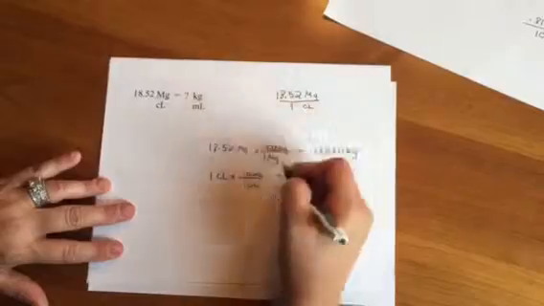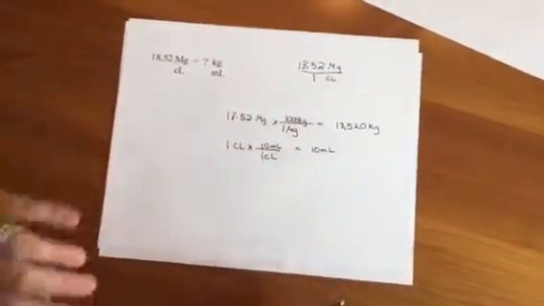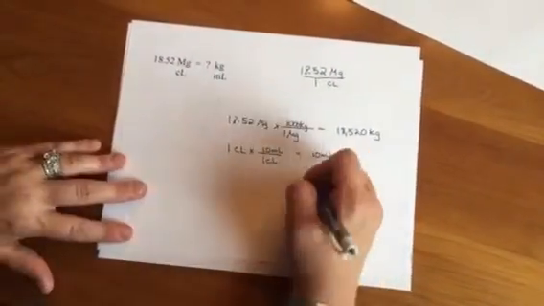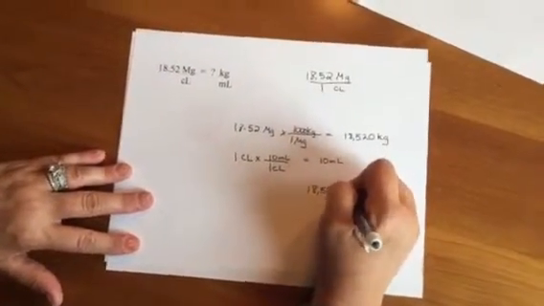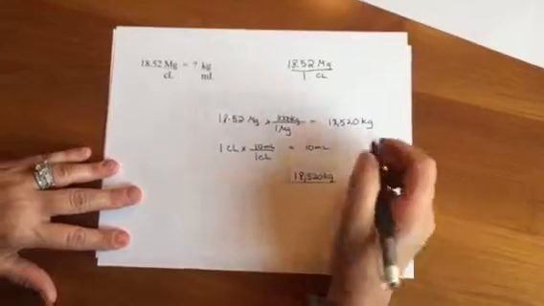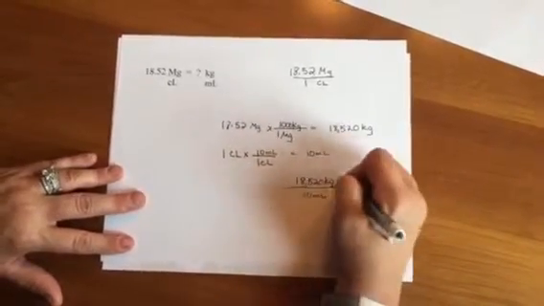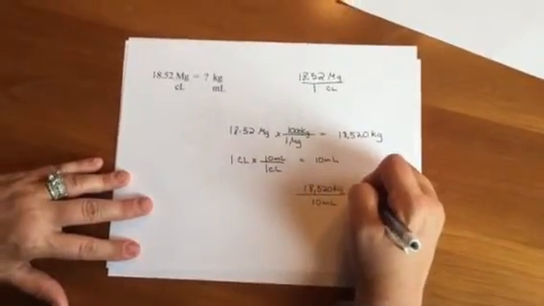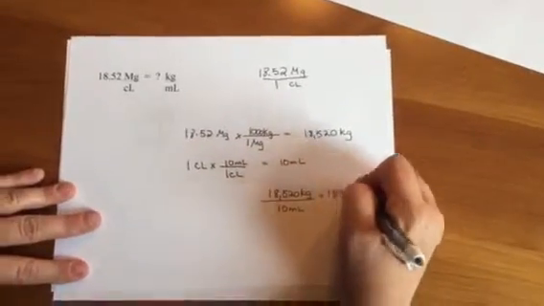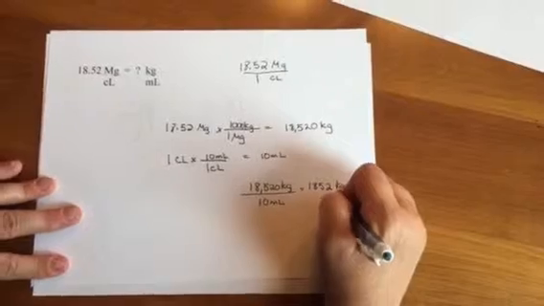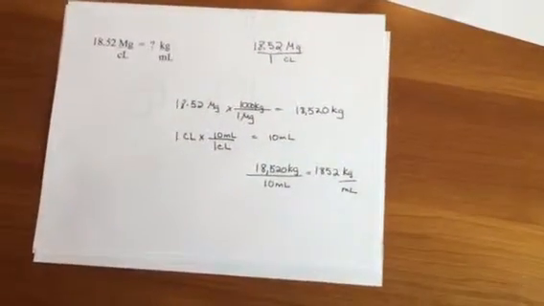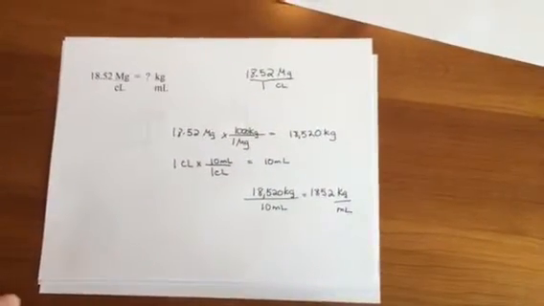So now we want to put these two together to get kilograms per milliliter. So we're going to get 18,520 kilograms over 10 milliliters, which is equal to 1,852 kilograms per milliliter. So that's how we do metric conversions using fractions.